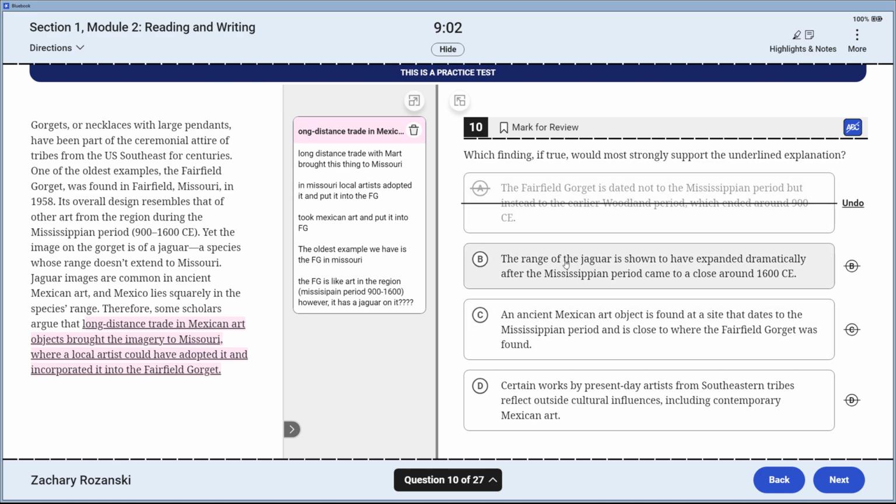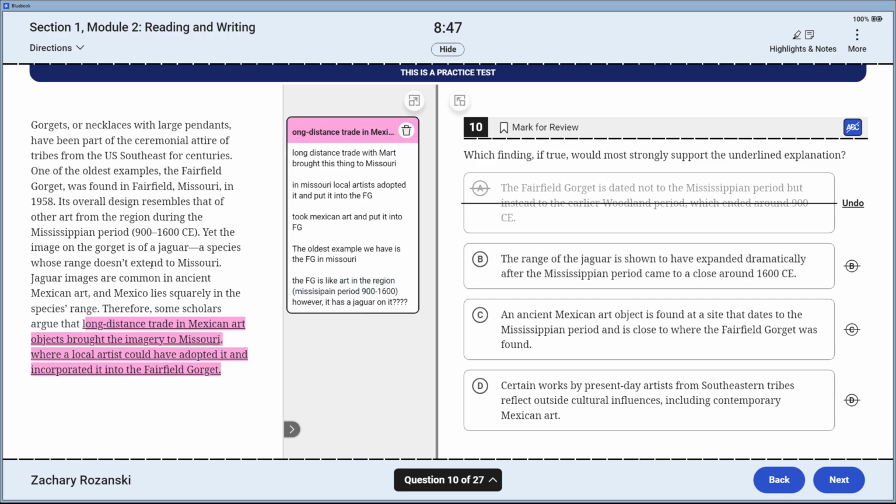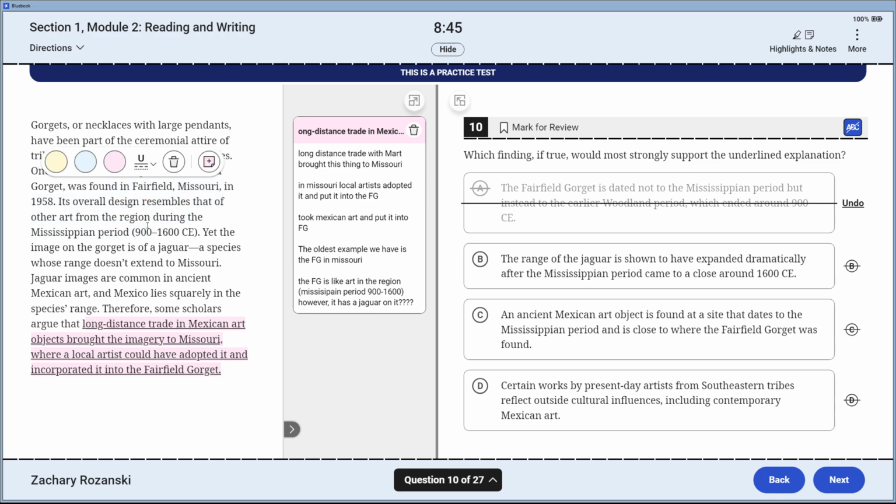Yeah, A is falling. The range of the jaguar is shown to have expanded dramatically after the Mississippian came to a close. After the Mississippian, I don't know why the end date matters. If the Mississippian period was here and the art resembles all of the art there, this would not support it. The jaguar period has nothing to do with this. They're saying that someone moved within this time period. B has nothing to do with it.